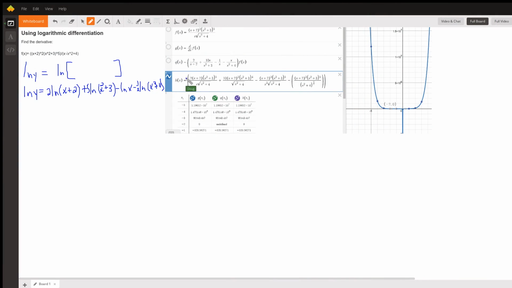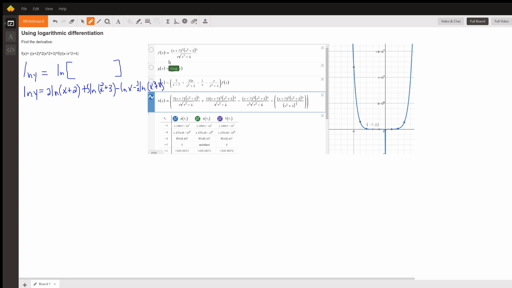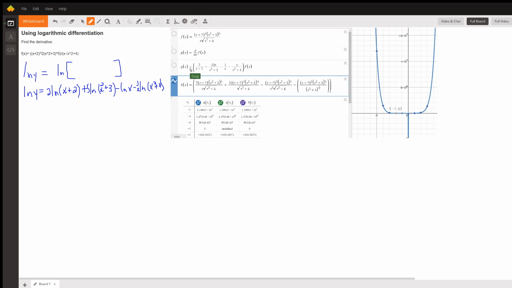Okay, here we go. I've got something prepared from the Desmos online graphing calculator. I typed in the original function, f of x equals this mess. I use the Desmos derivative operator to define g of x as the derivative of f of x. And then I actually use logarithmic differentiation to get q of x.